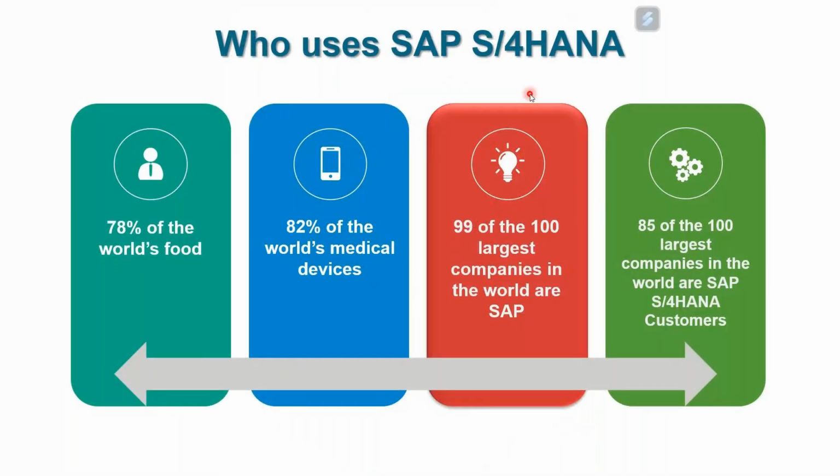Now, who uses S/4HANA? Why is it so important? Why do people talk about S/4HANA so often? What's so important about it? 78% of the world's food moves through SAP. 82% of the world's medical devices are sold through SAP S/4HANA. 99 of the 100 largest companies in the world are SAP customers, and 85 of the largest 100 are already SAP S/4HANA customers. So when the biggest ones are using S/4HANA, you understand its potential.